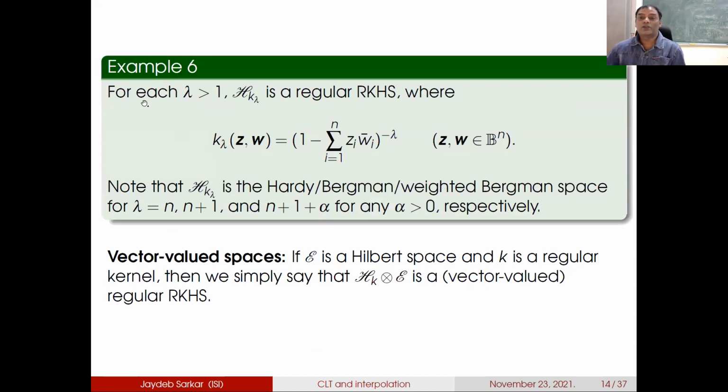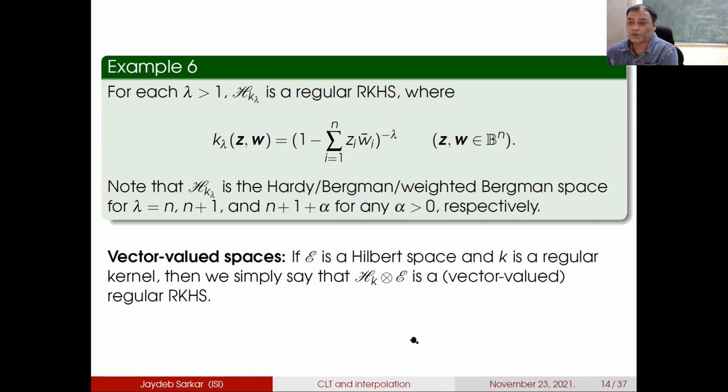And this gives you a list of examples. So you consider λ larger than 1, a real number, and you define K_λ(z, ω) as (1 − ⟨z, ω⟩) raised to the power minus λ. And in this case, the corresponding reproducing kernel Hilbert space H_K will be a regular reproducing kernel Hilbert space. And if you consider λ to be n, or n+1, or n+1+α, then you are going to get the Hardy, the Bergman, the weighted Bergman space, etc.